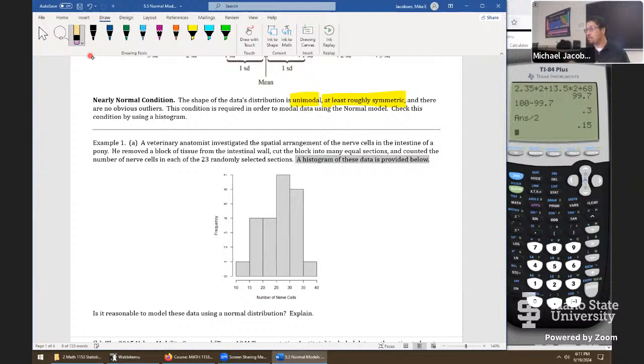Using the normal distribution? Well, first we have to decide, is it at least roughly symmetric? Would you say yay or nay to that? There's a touch of left skew there, I would agree. But no data is perfect. Even though there's a touch of left skew, it would still fall into at least roughly symmetric. You still have the hump, right? We're definitely unimodal, absolutely.